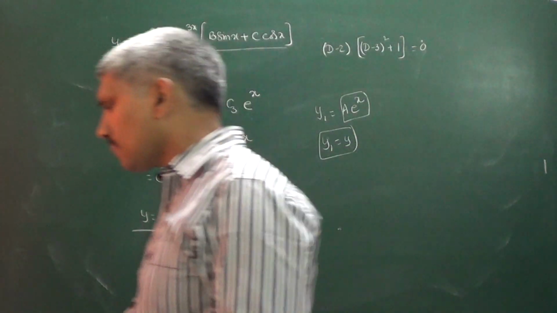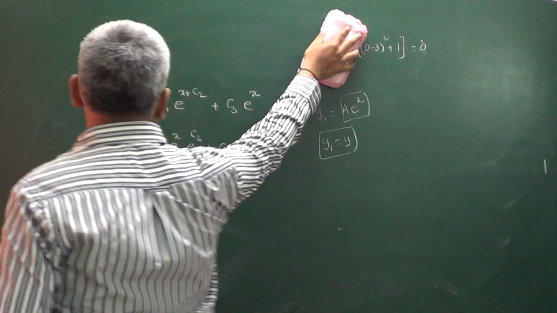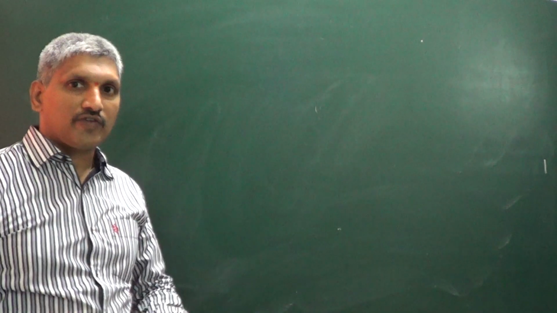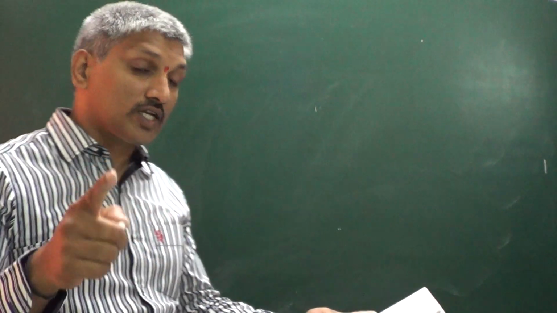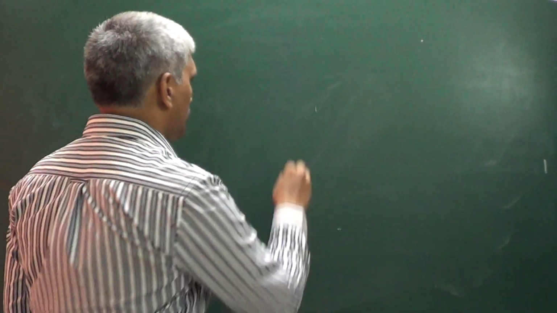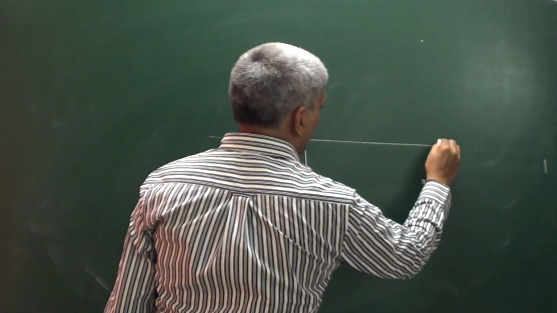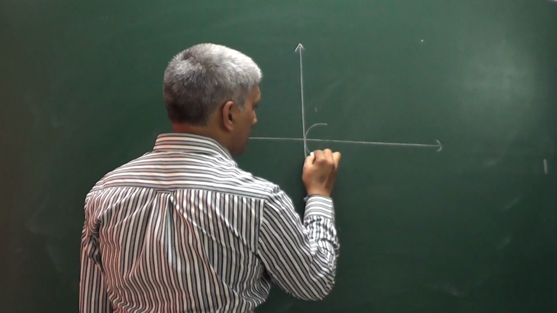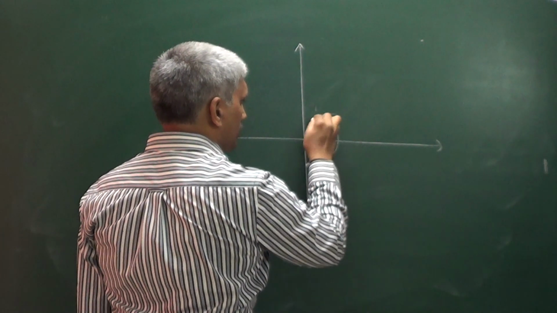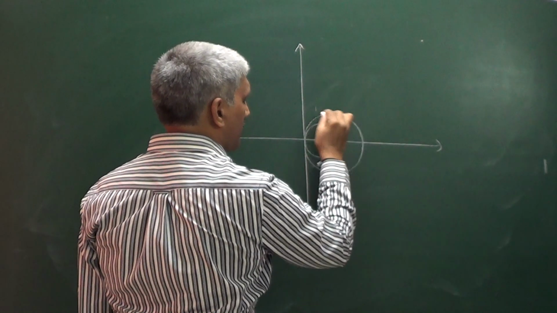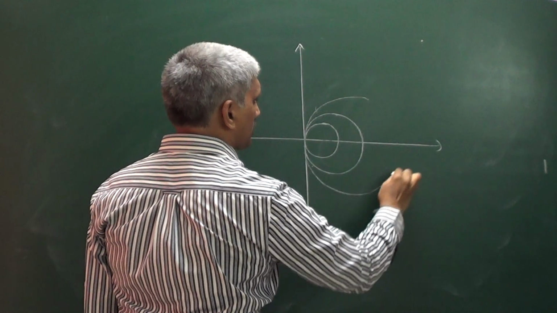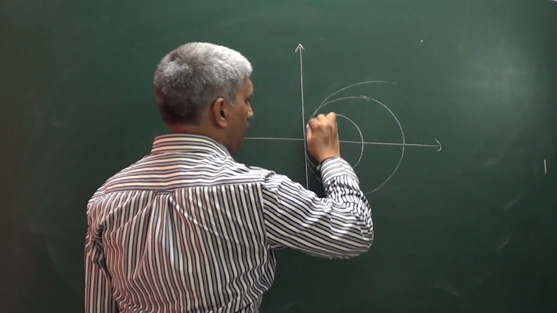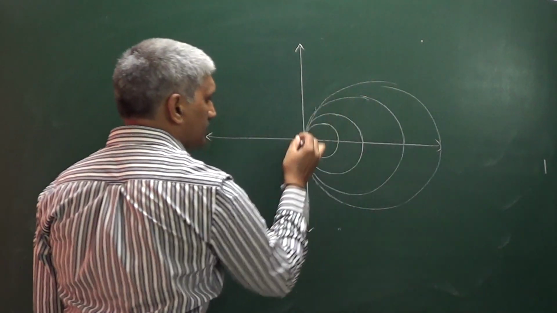Right? Next he is asking, form the differential equation for the family of circles touching y-axis at origin. Observe here. This is the family of circles touching y-axis at origin. This is also a circle touching y-axis at origin. Family of circles touching y-axis at origin.